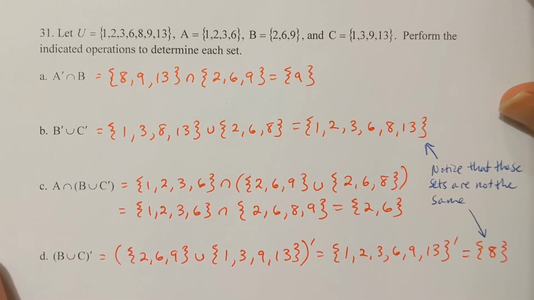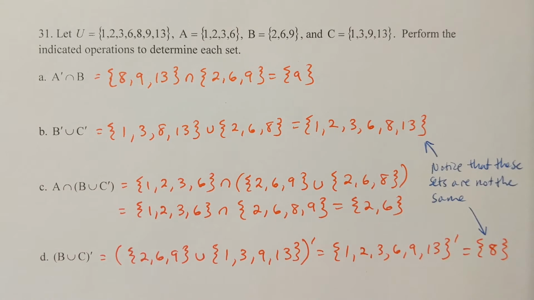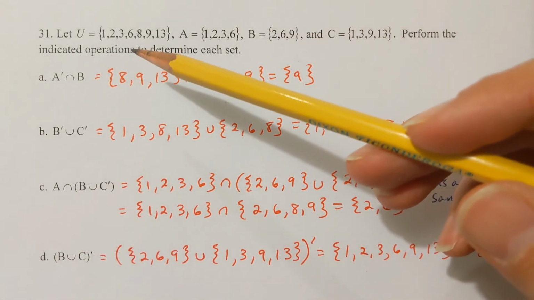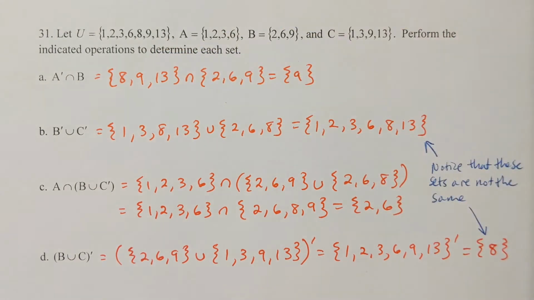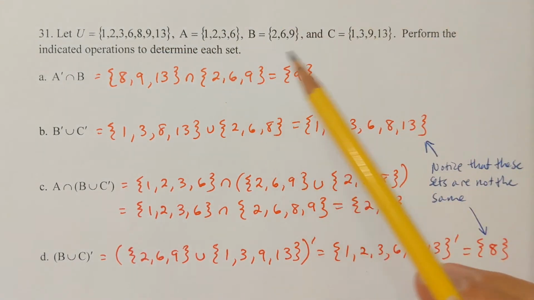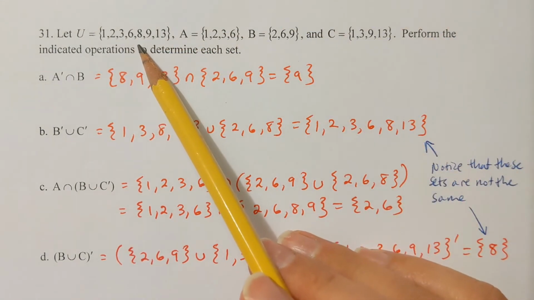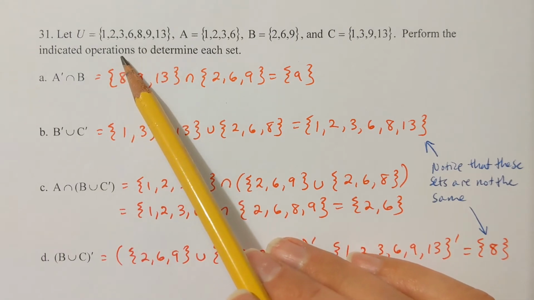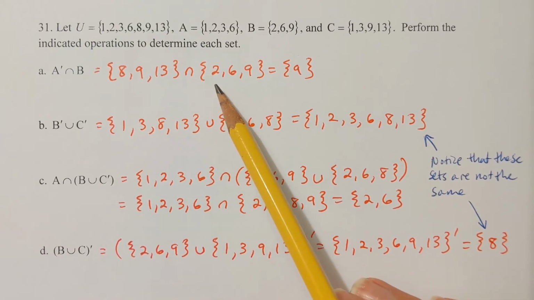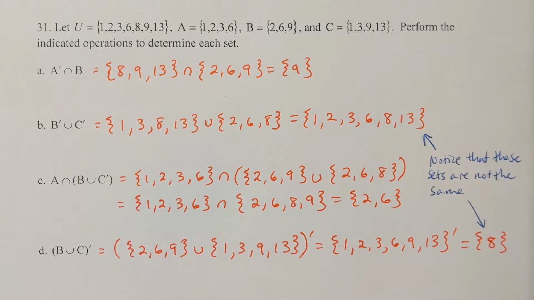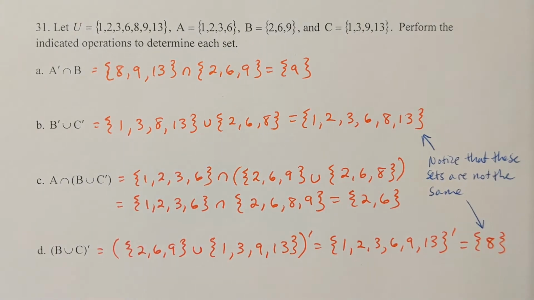Problem 31. I've got the universal set containing 1, 2, 3, 6, 8, 9, and 13. And here are three sets that are in the universe. I want to perform the indicated operations to determine each set. Okay, so part A: A complement intersect B.